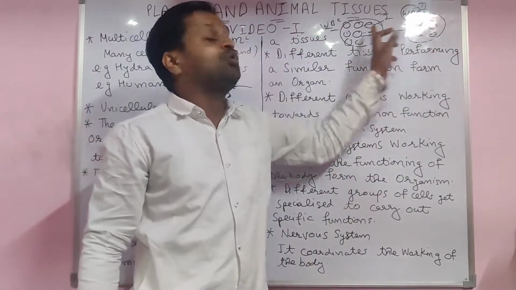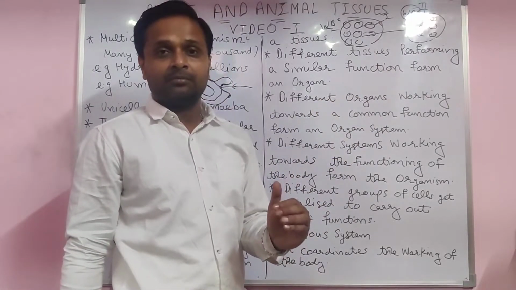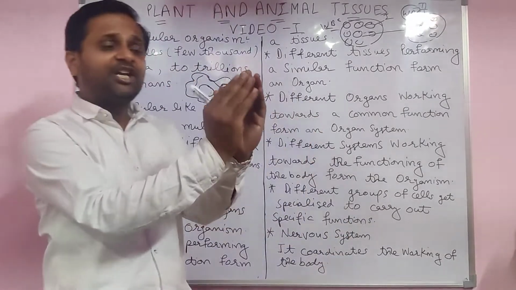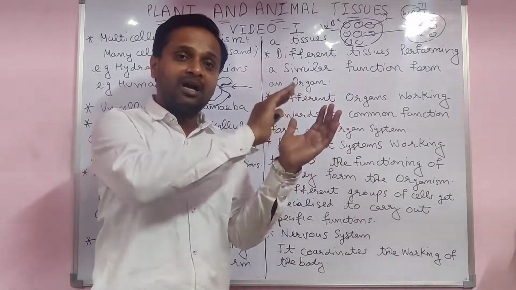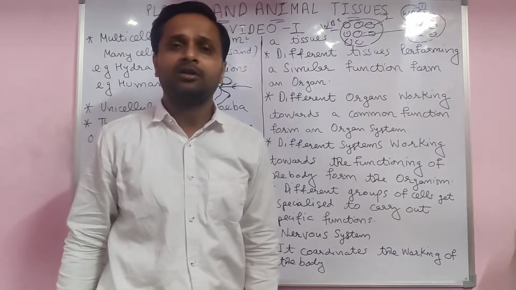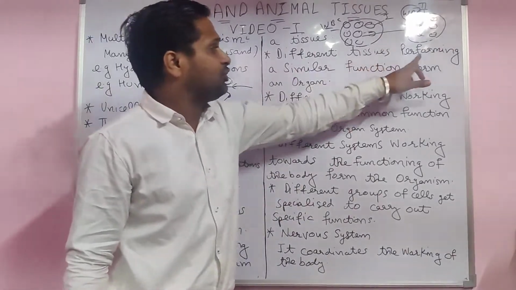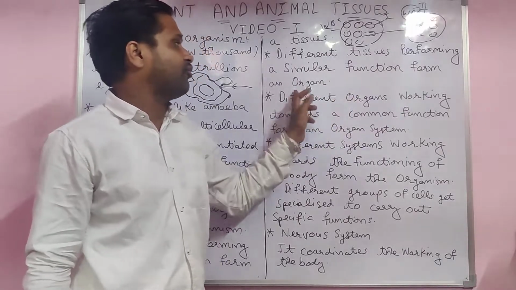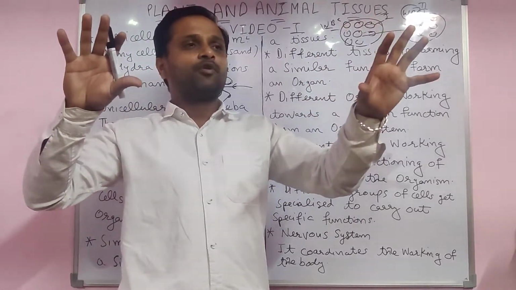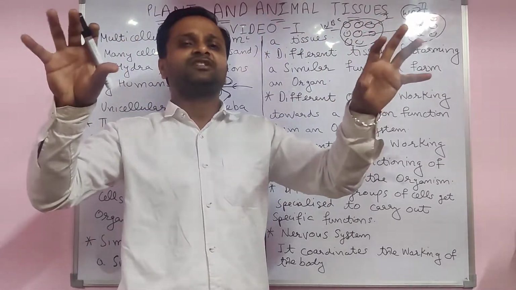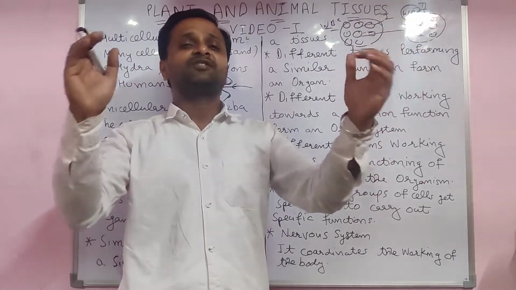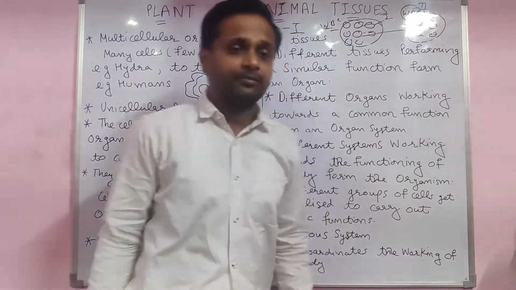If both tissues have the same function, then both tissues combined together form the organ. If one tissue has one function and the other tissue has another function, when they combine, they do not form the organ. See their line. Different tissues performing a similar function form an organ. They are different tissues, but they perform the same function. When they combine, they form the organ.